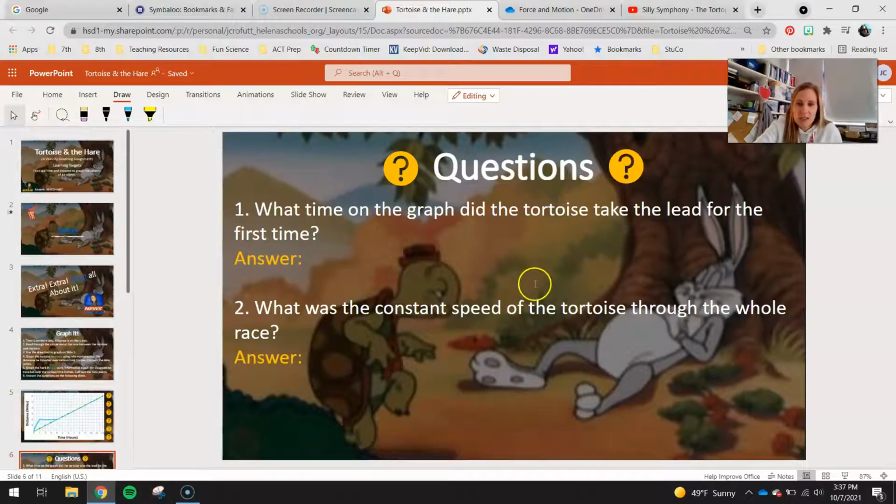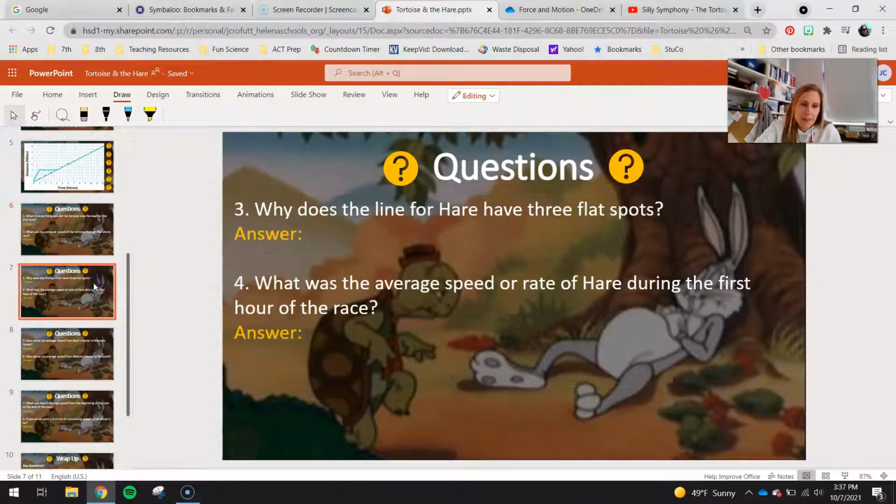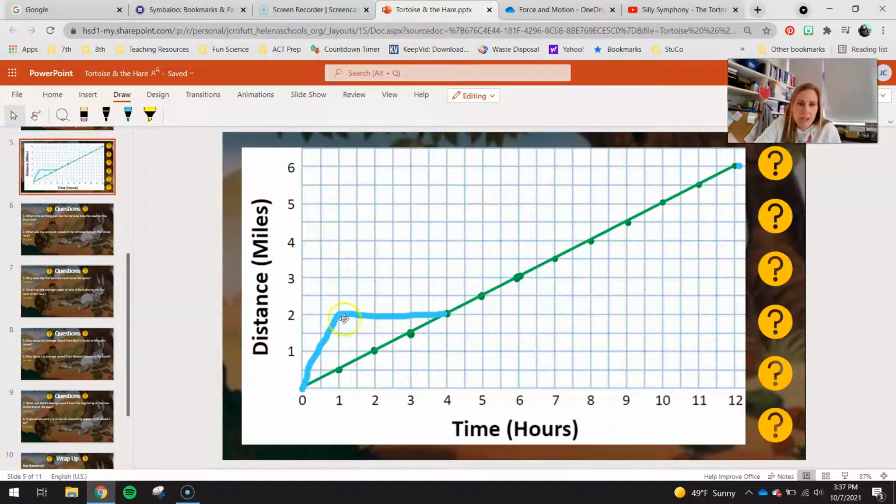Okay, what was the constant speed of the Tortoise throughout the whole race? This comes right out of your article, but if we're looking at his constant speed, if we're looking at miles per hour, what was his constant rate? Okay, how much did he cover every hour? Okay, question 3, why does the line for the Hare have 3 flat spots? So we've already kind of graphed 1 flat spot. Why is this flat right here?